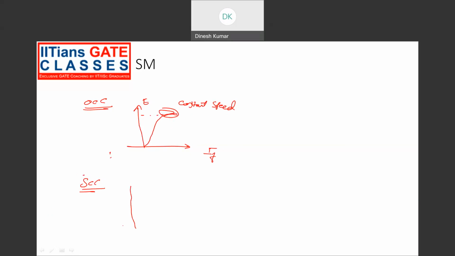The short circuit characteristic is a plot drawn between the short circuit current Isc and the field current. Generally it looks like a straight line. This is also drawn at constant speed. Under short circuit condition, the field current required is the field current which is used to generate a voltage for compensating the drop due to armature reaction.